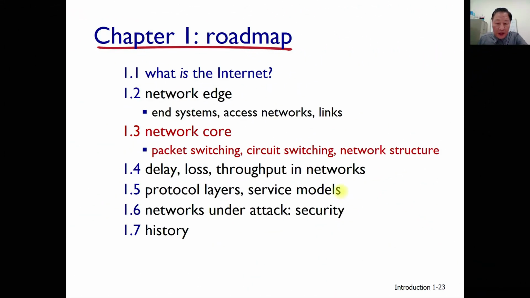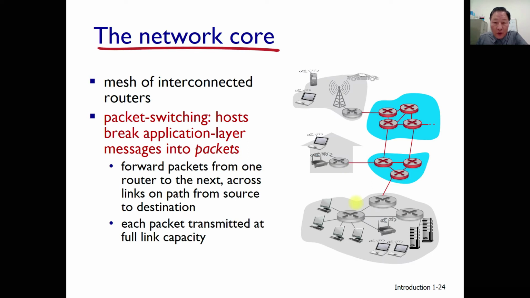And this we learn in subchapter 1.3. That is about the network core, explaining packet switching, circuit switching, and network structure. The network core is a kind of mesh of interconnected routers. As we observed already in the previous lecture, this is the router symbol, and the infrastructure is composed of this kind of routers.